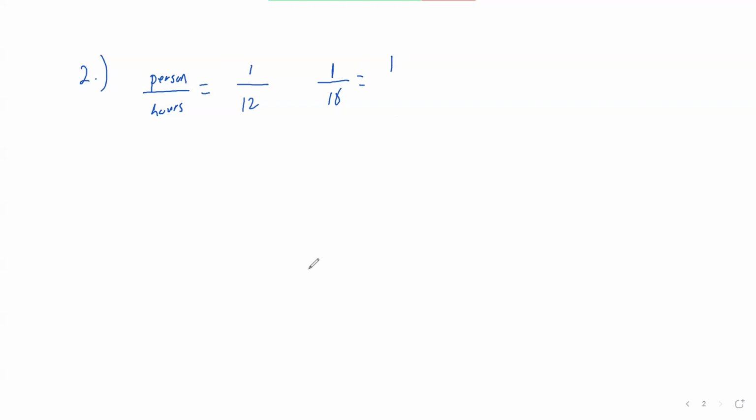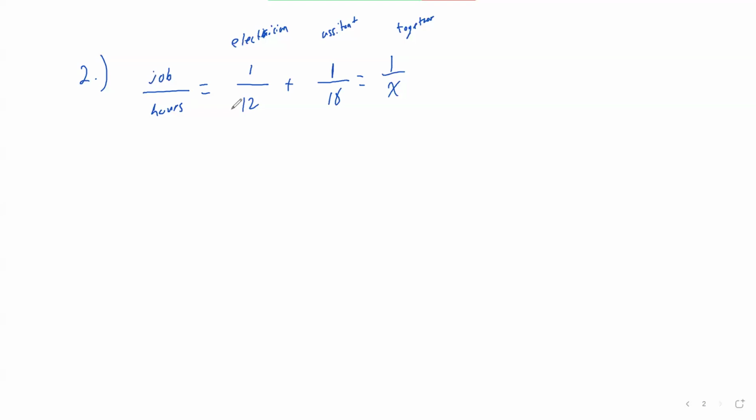So how long can they do one job together? This is really, let's not say person, because that's going to be misleading. It's going to say job. So an electrician can do one job in 12 hours. The assistant can do one job in 18 hours. So together, they can do the job in how many hours? We need to add these up to determine what the result is going to be.